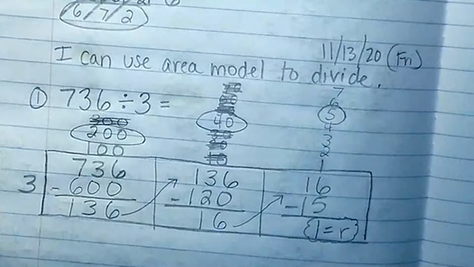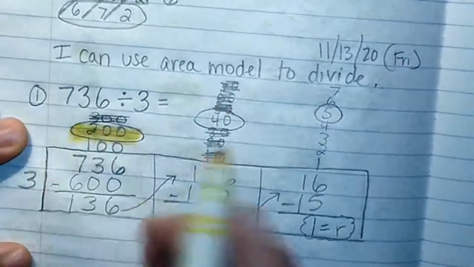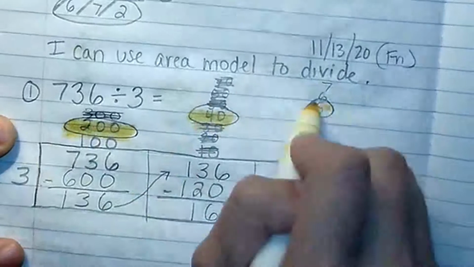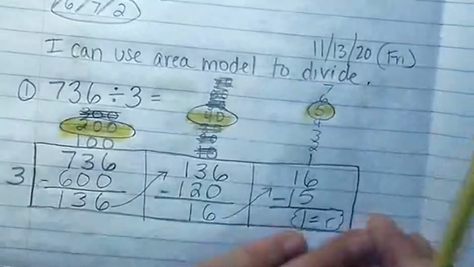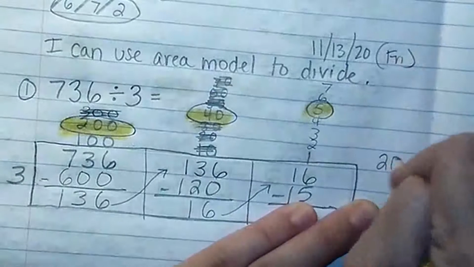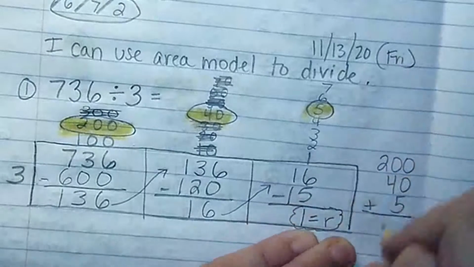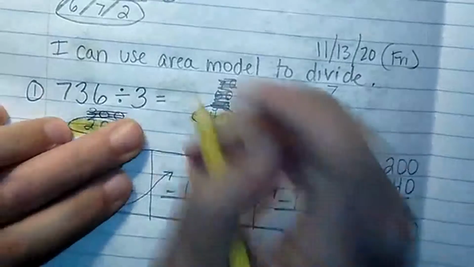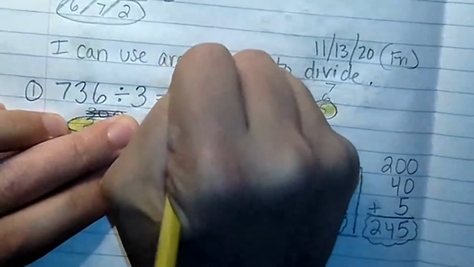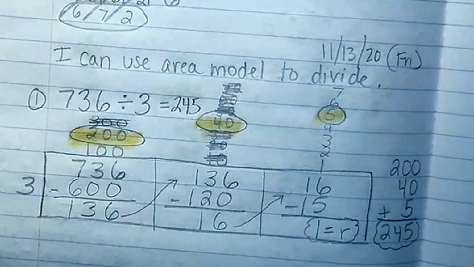So where is my answer? Well, let's look up at the top. 245. I'm going to stack those in the margin and add them. 200 plus 40 plus 5, and I get 245. That's what I think my answer is, 245. But we're not going to think, we're going to know for sure.